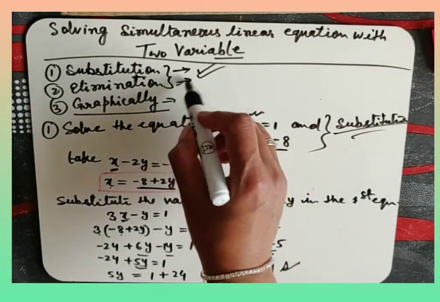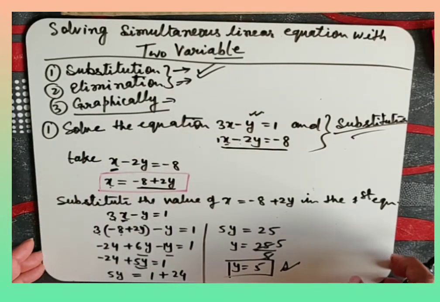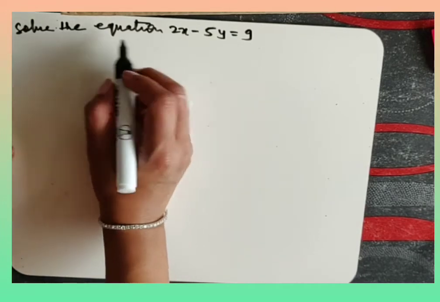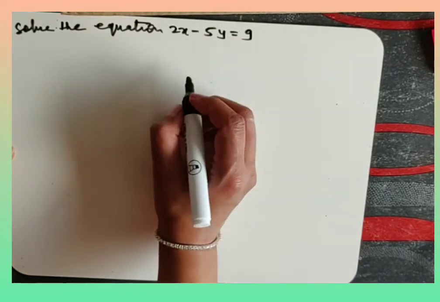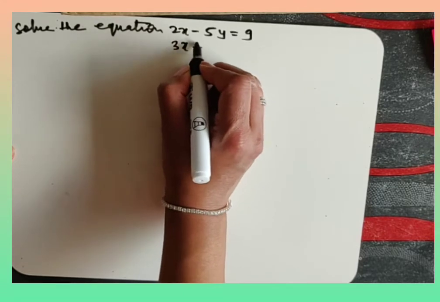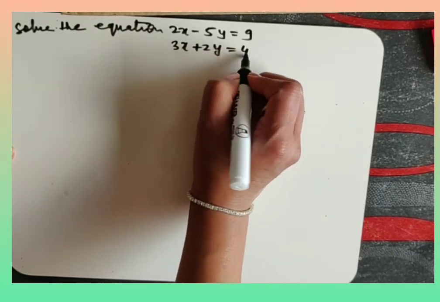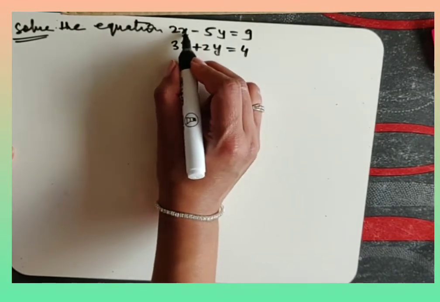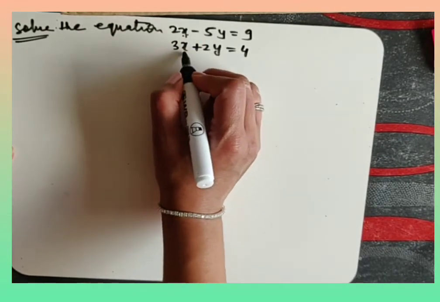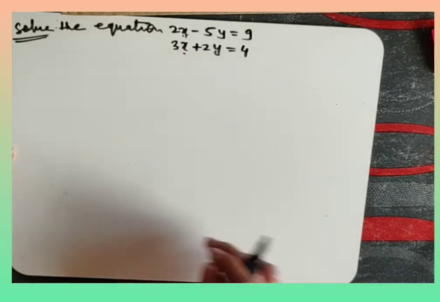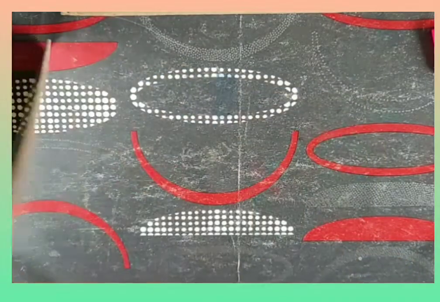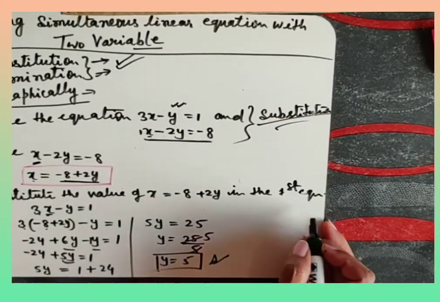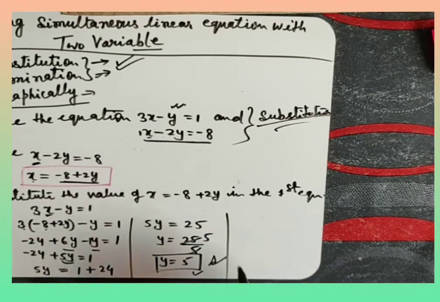Now I am going to explain how to do the elimination method. Now I am taking this question, solve the equations 2x minus 5y equal to 9 and 3x plus 2y equal to 4. Solve means we need to find the variables. What are the variables here? x and y. We need to find the variables x and y here. We didn't find the variable x in the first question. So y is 5 here. So we need to find x as well.